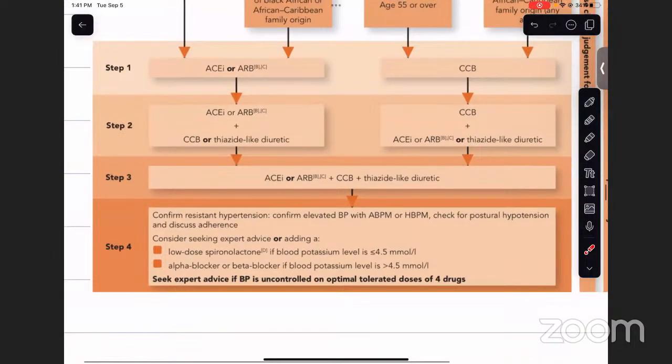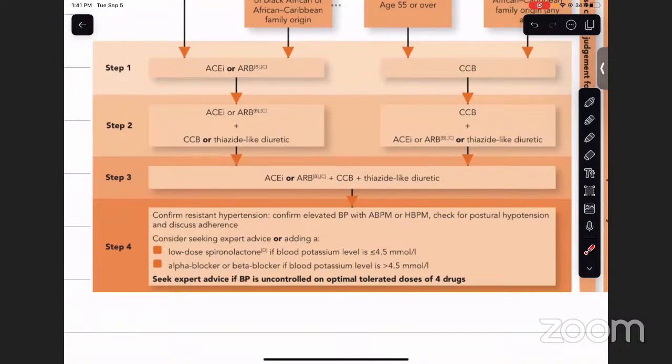So after step 3 management, what we need to look at is the potassium level. If potassium is more than 4.5, additional drugs will be alpha blockers or beta blockers. If potassium level is less than or equal to 4.5, we need to add low dose aldosterone antagonist.